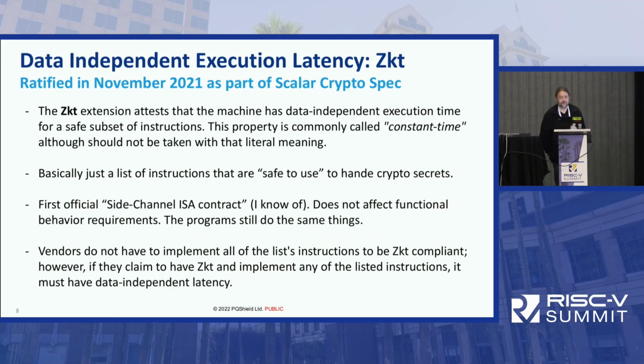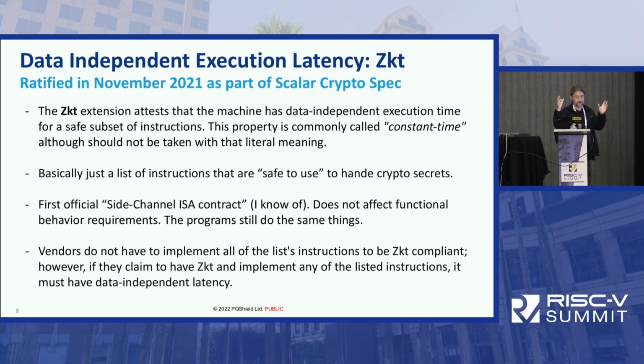Again, we attest that the machine has data-independent execution time for a safe subset of instructions. This doesn't apply to all instructions, obviously. Your code will still have branches, and of course you need loops. It's not straight line code, but the loops in your implementation have a fixed number of iterations, and so forth. It is the first side channel ISA contract I know of that exists in any instruction set. It does not affect the functional things. It exists in parallel to the functional ISA specification.